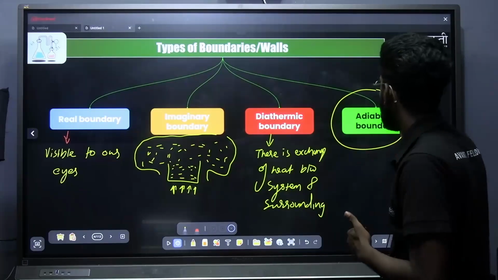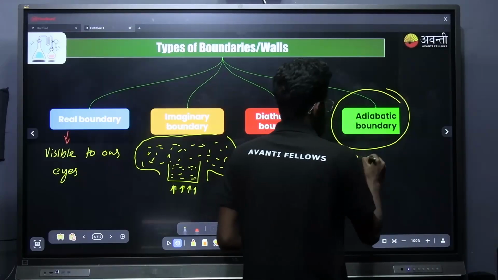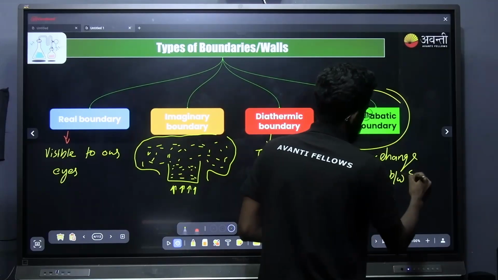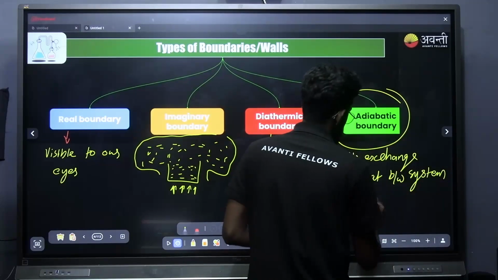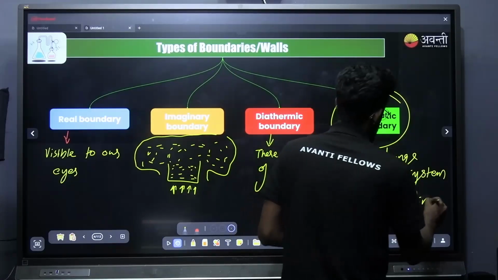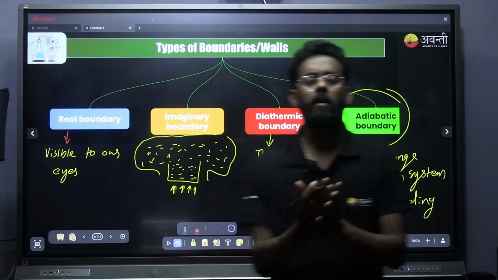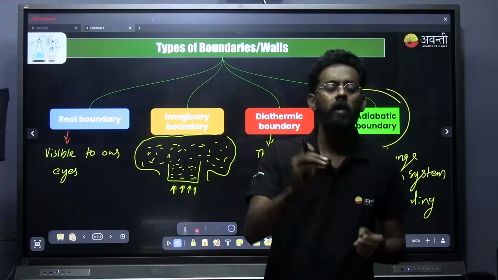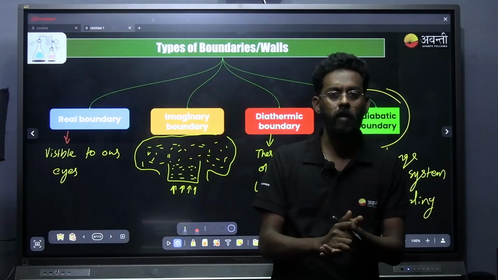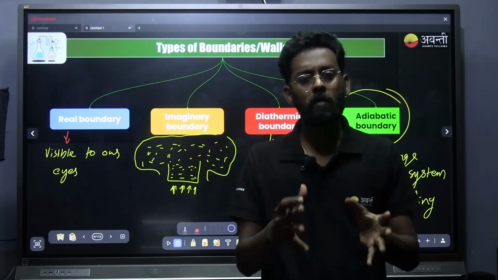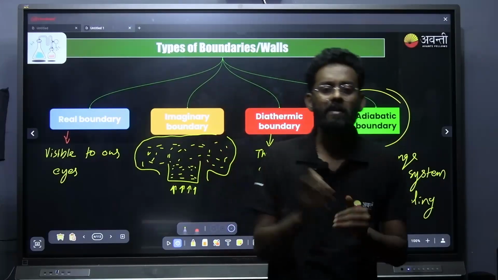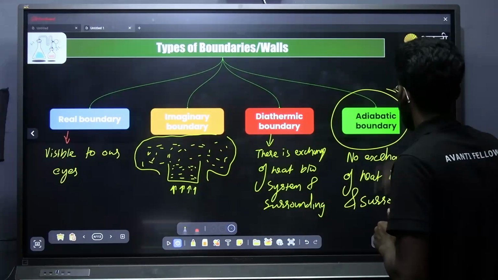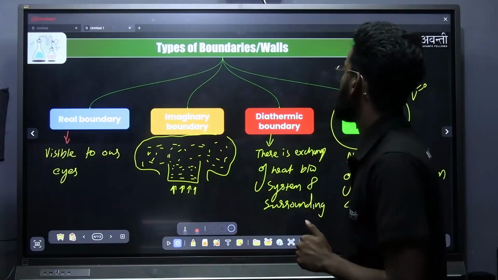Now adiabatic boundary. What is an adiabatic boundary? Adiabatic boundary means there is no exchange of heat between system and surrounding. Example, if I am pouring hot water in a thermal flask, the hotness of the water will remain for a long period of time, which means the boundary, the thermal flask, is not allowing heat to exchange between system and surrounding. That type of boundary is an adiabatic boundary, in which Q will be equal to 0. Okay, so this is all about the idea of boundaries or walls.